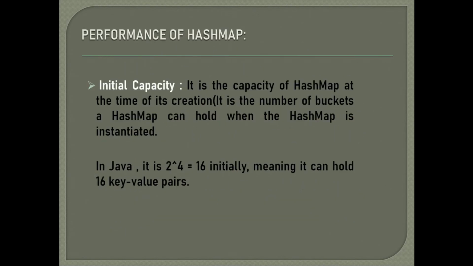Now, let us understand the performance of HashMap. First, initial capacity. What is initial capacity? It is the capacity of the HashMap at the time of its creation. It is the number of buckets a HashMap can hold when it is instantiated. It means that when we create a HashMap, it can hold some values, and that capacity is called the initial capacity. In Java, it is 2 to the power 4, that means 16. Initially it can hold 16 key-value pairs.